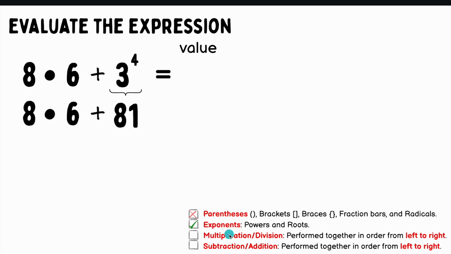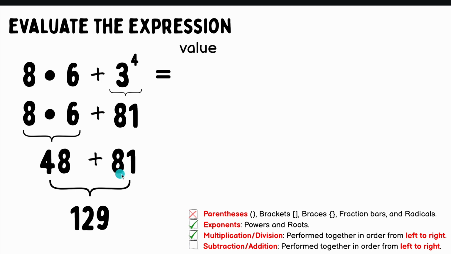Let's look for multiplication or division from left to right. I don't see any division, but I do see multiplication. 8 times 6 equals 48. We are finished with multiplication or division. Now let's bring everything down. Plus 81. 48 plus 81 equals 129. We are finished with subtraction or addition from left to right. The value of 8 times 6 plus 3 to the fourth power is 129.